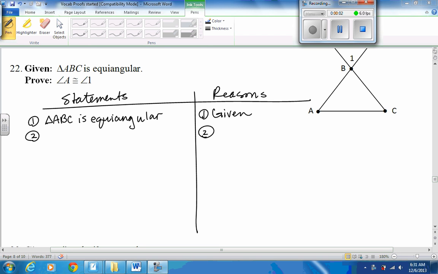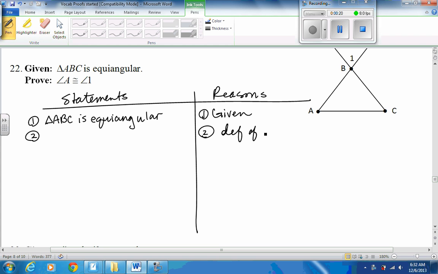Number 22 is a little bit different. I mean, remember these are all vocab proofs, and we're using a vocab word, equiangular, that's not on your sheet. But do you know what equiangular is? Can we use what that is, or can you think of what that would be in a conditional statement?